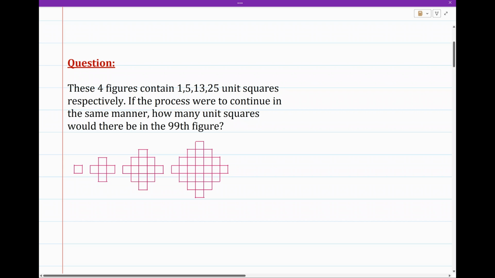The question is, four figures are shown here in the diagram. These four figures contain 1, 5, 13 and 25 unit squares respectively. If the process were to continue in the same manner, how many unit squares would there be in the 99th figure?